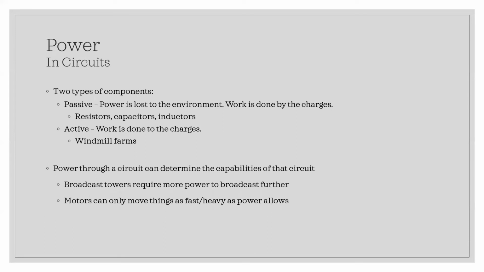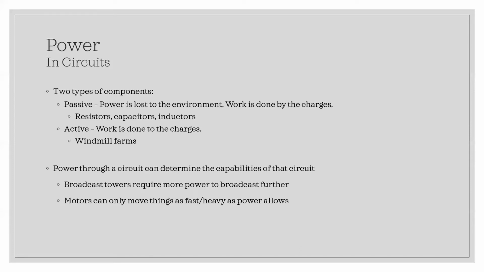Right, so how does this go in circuits? There are 2 important parts to keep in mind. There is passive and active power in circuits. Most components that we are familiar with and going to be using are passive components, such as resistors or capacitors. And in these components, work is being done to them by electrons as they flow across them or into them. In other devices, the devices themselves are doing work on the electrons.